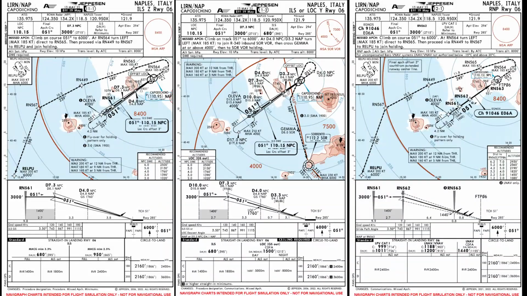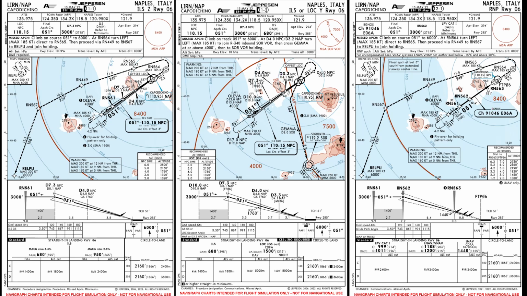Let's now have a look at the approaches towards runway 06. We can find the ILS Zulu, ILS Yankee, and the RP approach. And again, the difference between the Zulu and the Yankee ILS approach, as you can see, is the missed approach procedure. Also, very important to point out is that the inbound course is offset by 5 degrees to the runway track. And the reason for that, as always, is higher terrain in front of the runway.